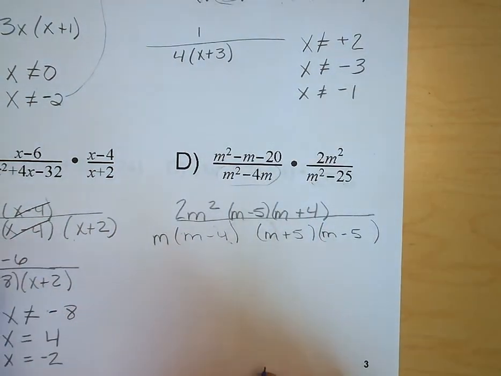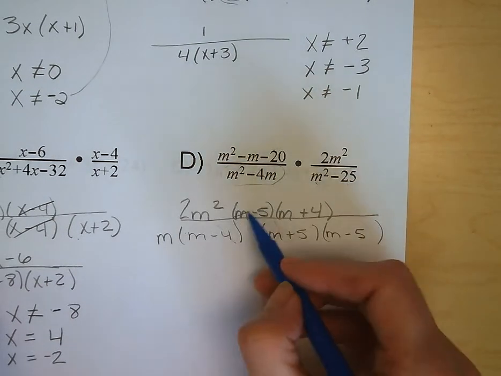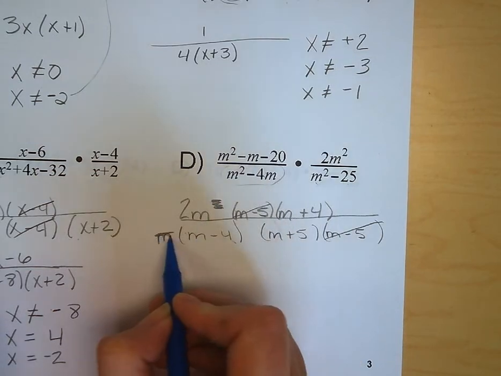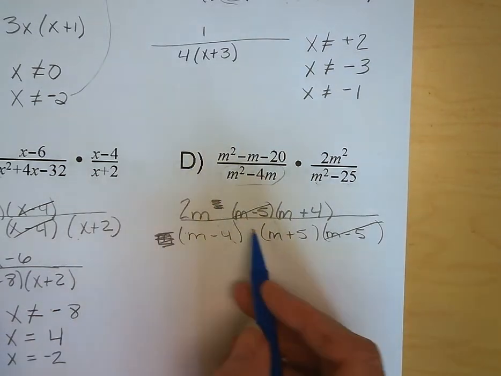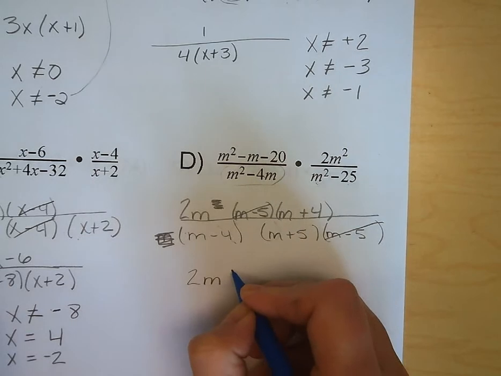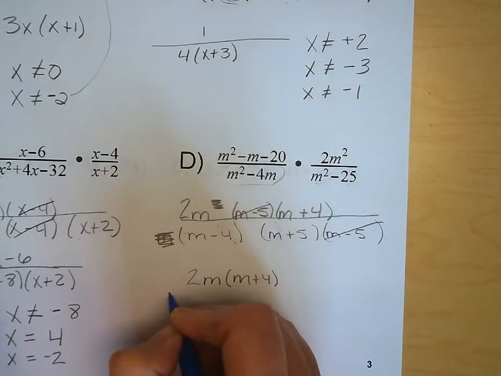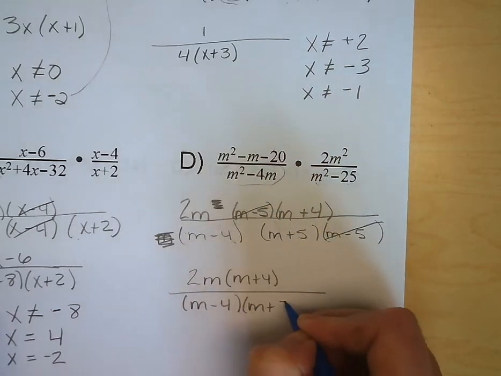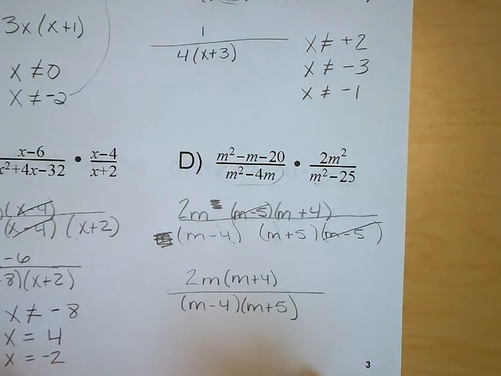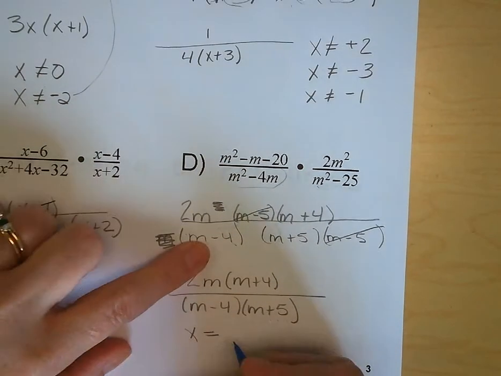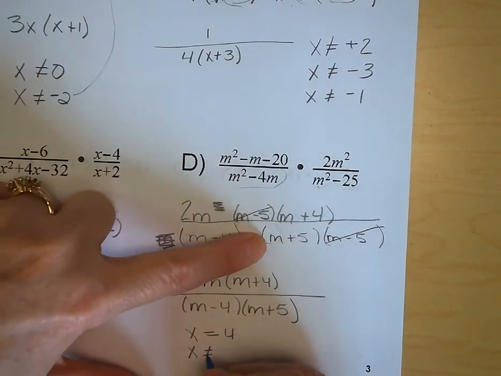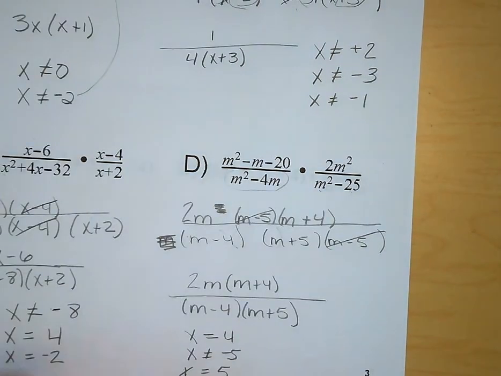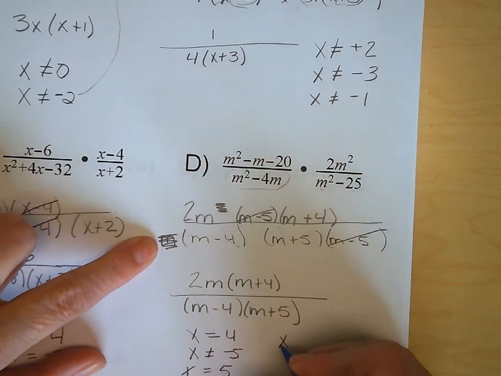So now let's look to see what we can cancel out. We can cancel out an m minus 5. We can cancel out one of the m's in the numerator with the m in the denominator. And it looks like that's all we can. So we're left with 2m times the quantity m plus 4 all over the quantity m minus 4 times the quantity m plus 5. And our excluded values, m cannot equal 4, -5, or 5. Or, what did we cross out at the very beginning? We have an m, so m cannot equal 0 as well.